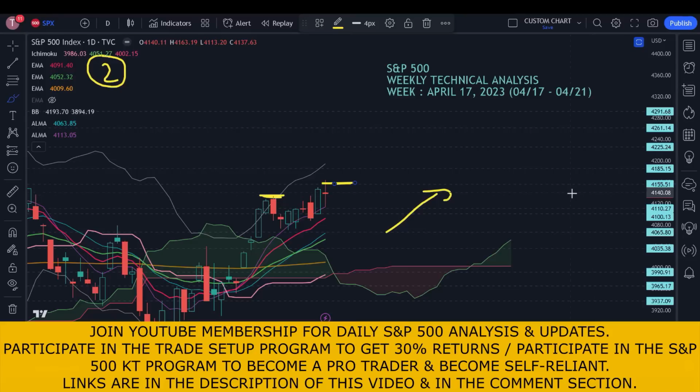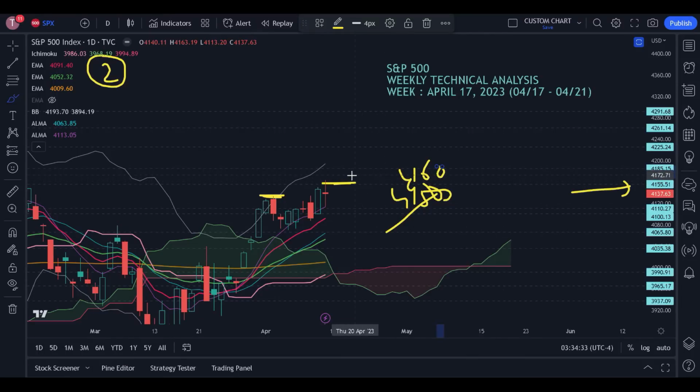I have mentioned 4155, however the zone is from 4150 to 4160, so 4155 is the median. Once the S&P 500 is able to hold and sustain above 4160, then it can move towards 4185. So the next resistance will be 4185.